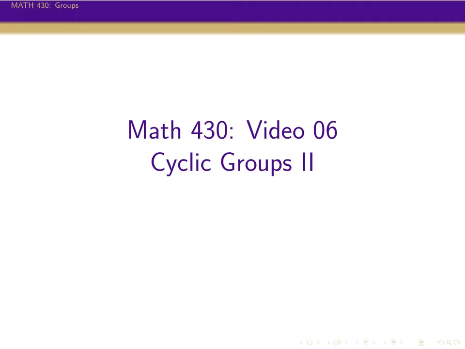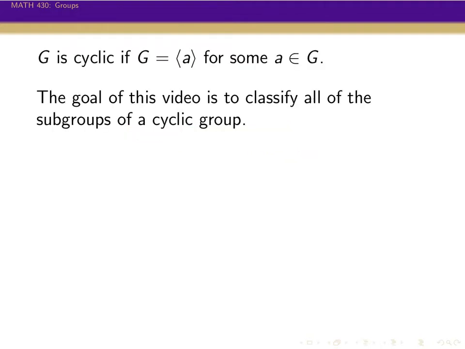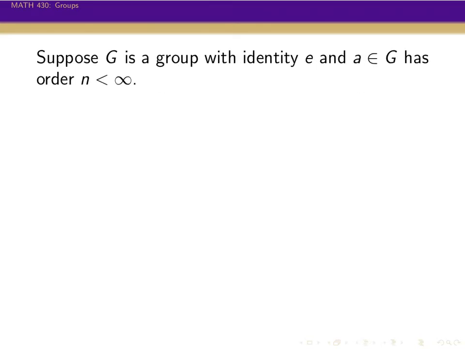So in this video we are going to keep our discussion about cyclic groups going. Just to recall, we say that a group is cyclic if it is generated by one element. So everything in the group we can think of as being that element applied to itself some number of times. Our goal in this video is to classify all the subgroups of a cyclic group. If we start off with a group that's cyclic, what can we say about the subgroups of that group?